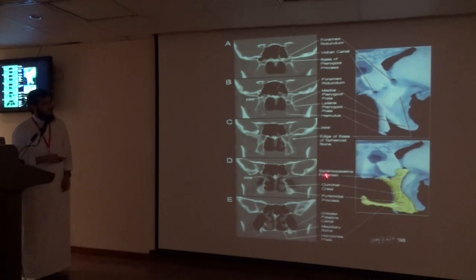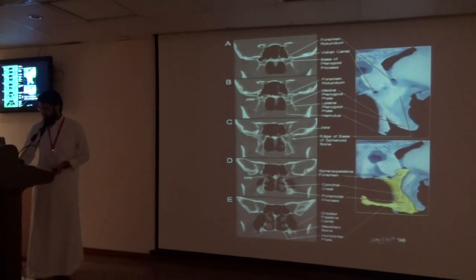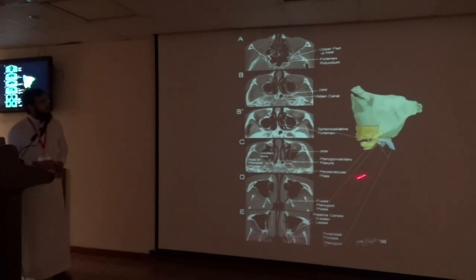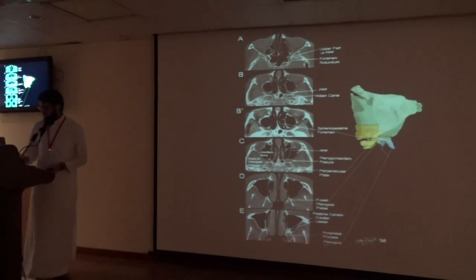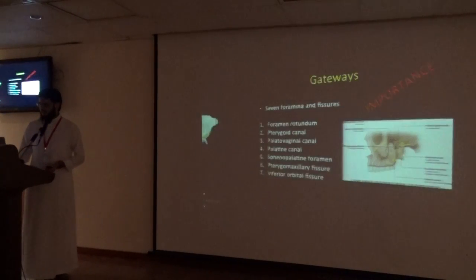You have to know these landmarks, especially when the pterygoid process is pneumatized. Then you will have both of them. There is a good identification for both of these structures. This is the axial view. This is the foramen rotundum, and this is the vidian. And when we go down, we can see the palatine canal transmitting the artery.